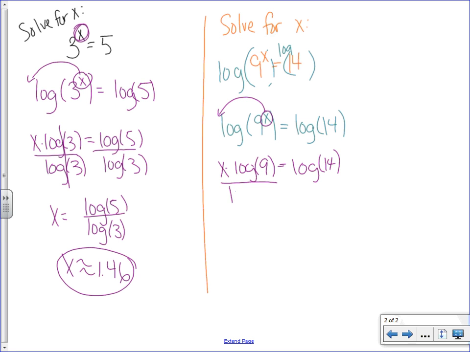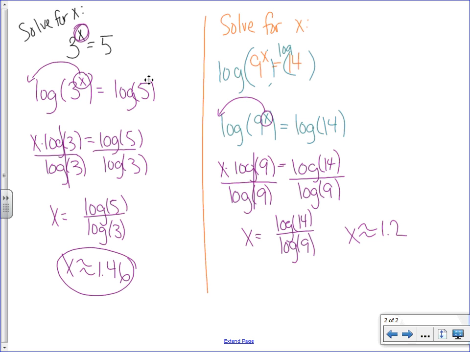Want to get x by itself, divide both sides by the log of 9. These cancel, I get x is equal to the log of 14 divided by the log of 9, which you punch into your handy dandy TI 83 or 84, which I'm doing right now. And you get that x is approximately 1.2. Boom, big.